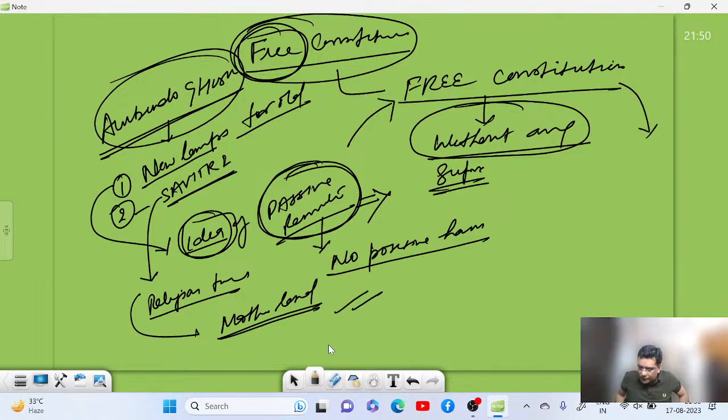So all these factors led to the rise of nationalism. So Arvind Ghosh and his doctrine, that is free constitution.